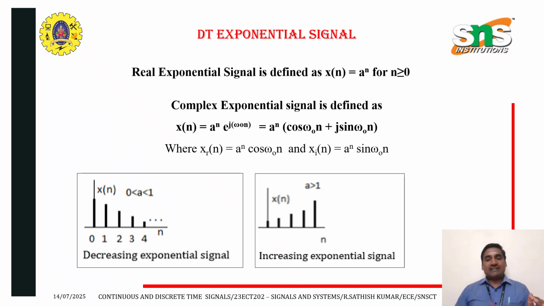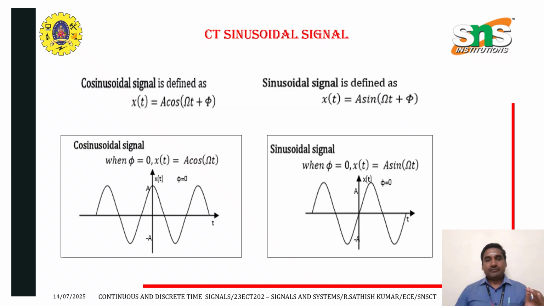The real part of x(n) is given by a^n cos(ω₀n). The imaginary part of x(n) is a^n sin(ω₀n). The graphical representation of both the real part and the imaginary part can be shown in the figure.